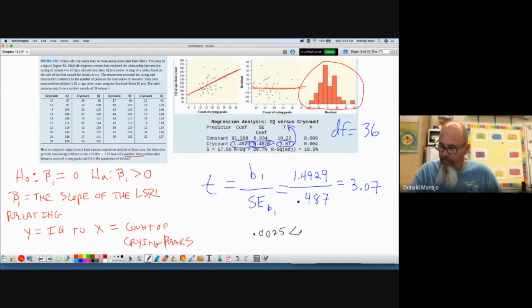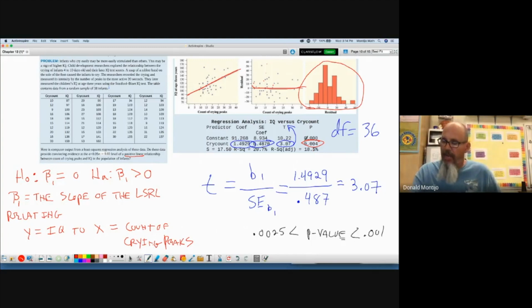0.0025 and 0.001, I believe. I need to go back and check that out. Yeah, it's larger than 0.0025, but it's smaller than 0.001. Well, I didn't need to do that because check it out. The computer printout gives me the p-value.